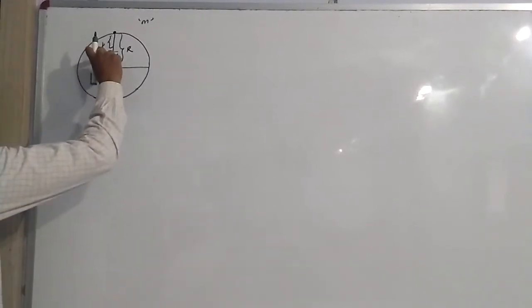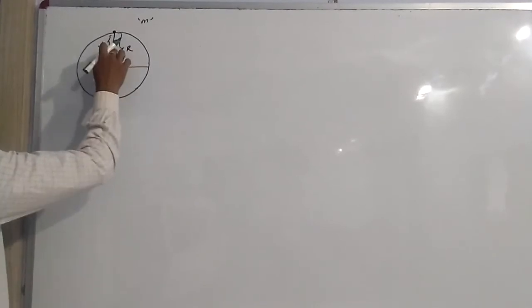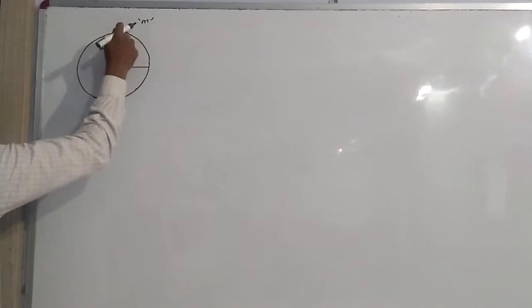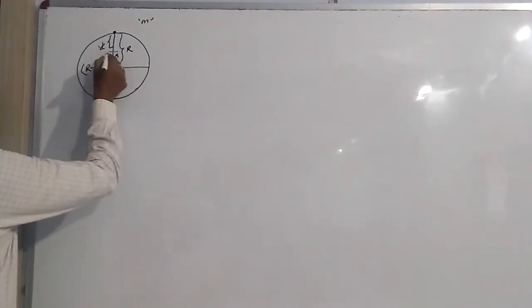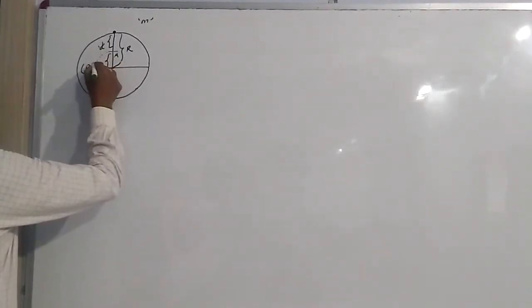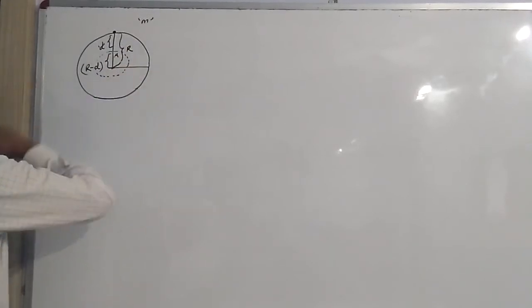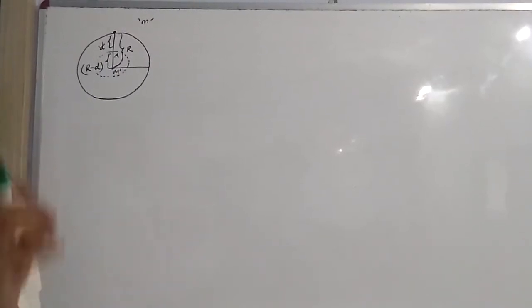So what will be the radius of the Earth at point A? It will be R minus D. And the mass of the Earth contributing here will be M dash.